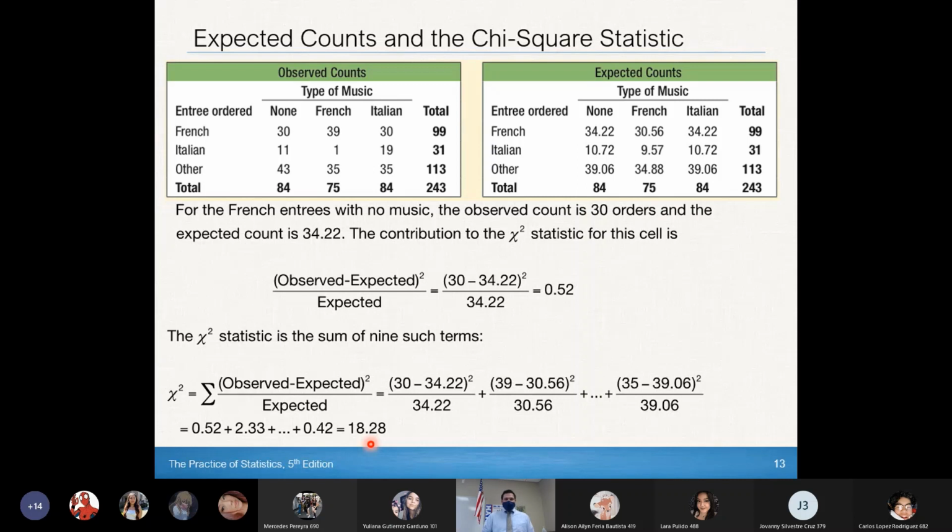Is there anything I can clarify here about calculating our chi-square statistic?